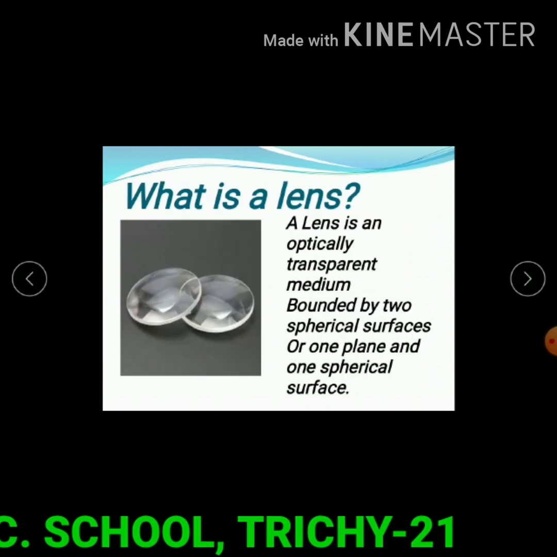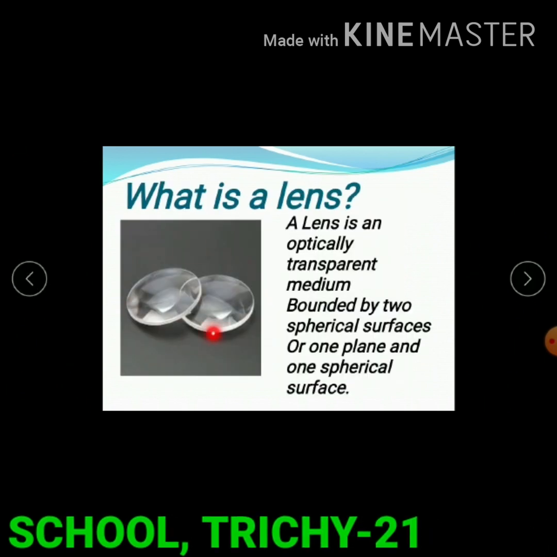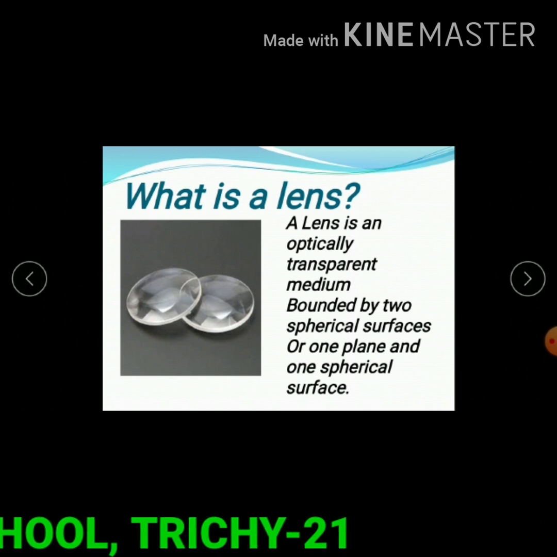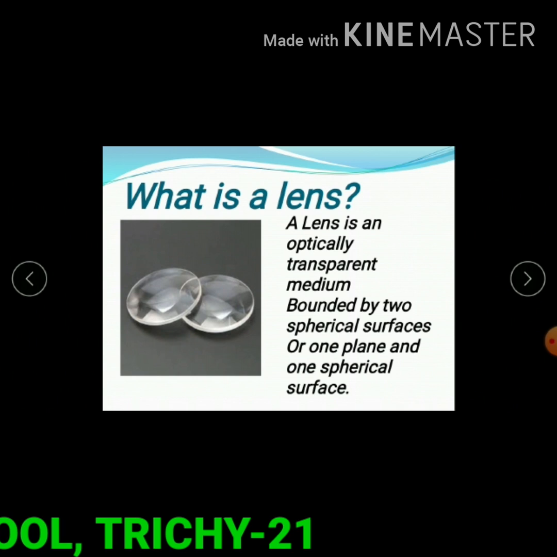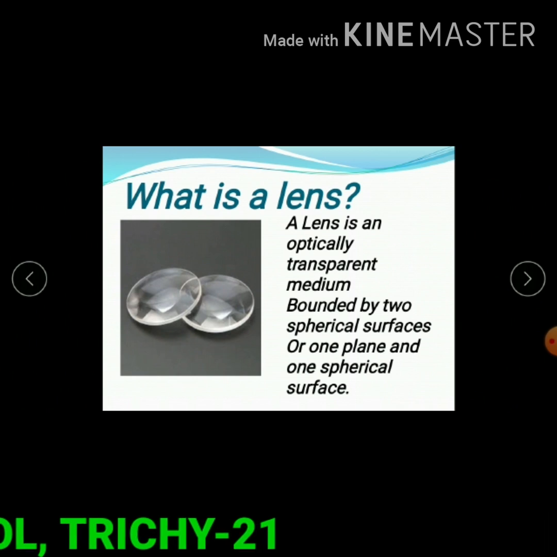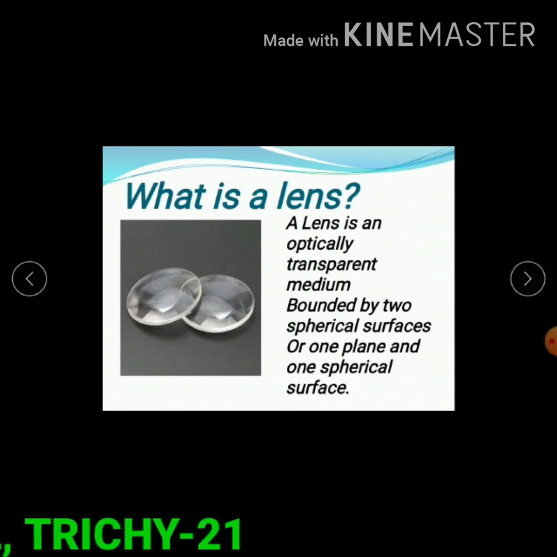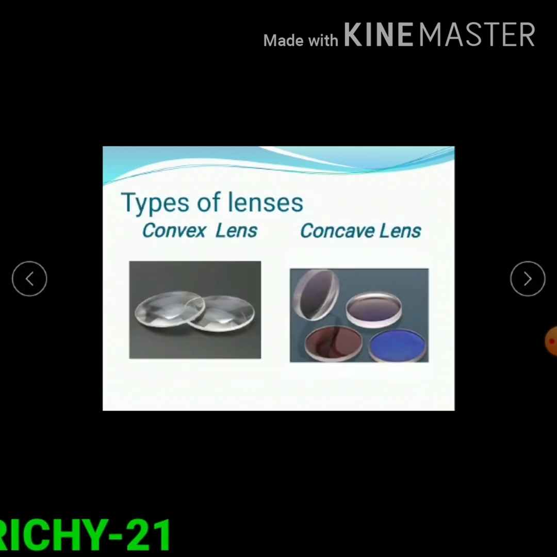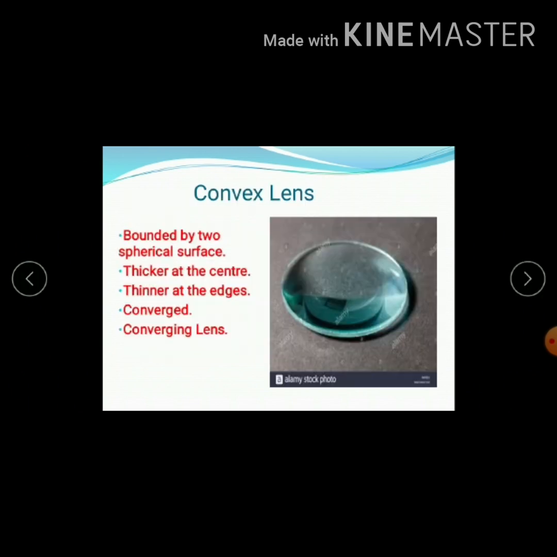So what is a lens? A lens is an optically transparent medium because it allows light to pass through it. It is bounded by two spherical surfaces or one plane and one spherical surface. Next, types of lenses. Lens is basically classified into two types: convex lens and concave lens.